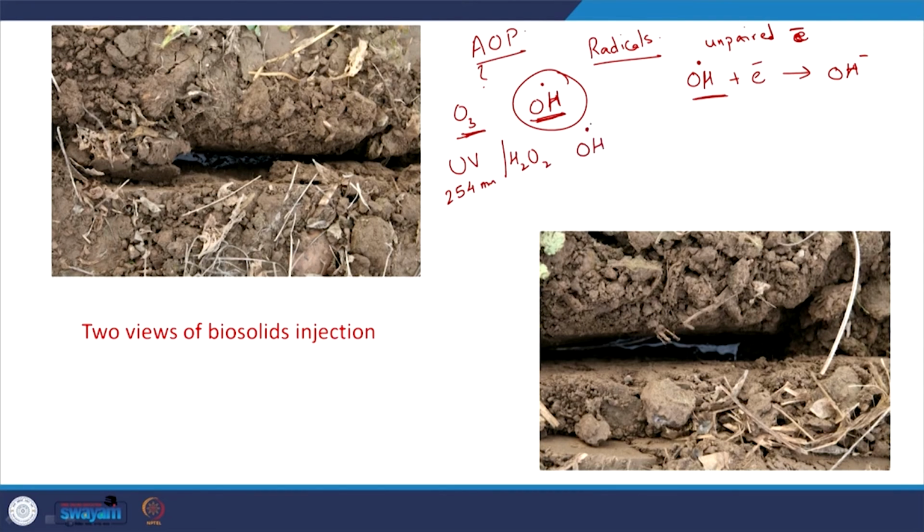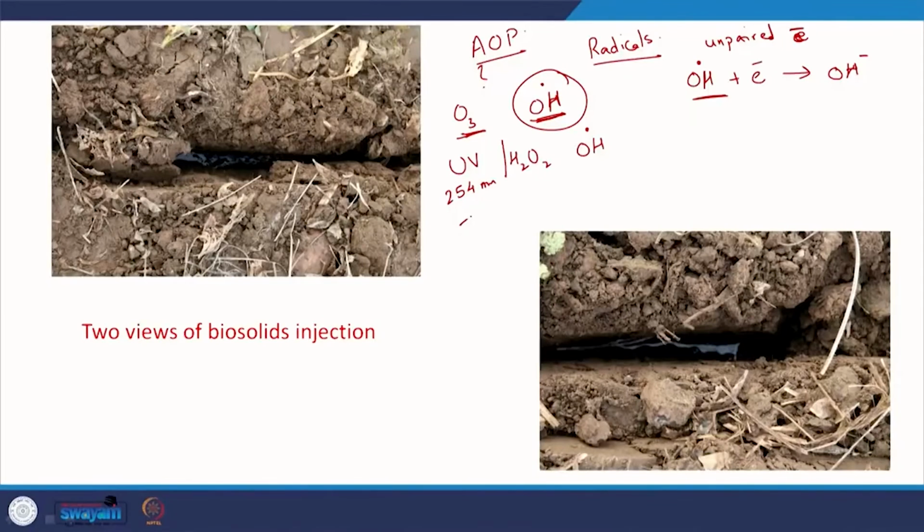Note that it is not only hydroxyl radical formation, there are other radicals too that will be formed, but primarily the chain will start with formation of hydroxyl radical, or the primary species of interest is this hydroxyl radical. There will also be other reactive oxygen species.